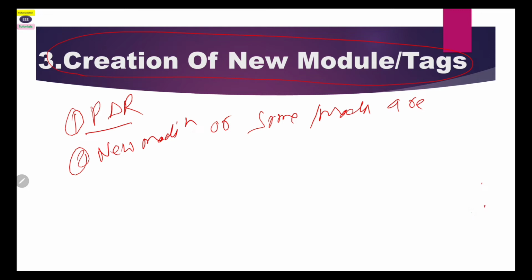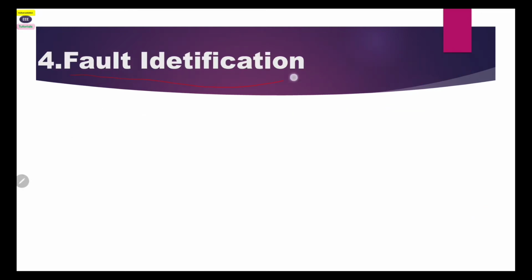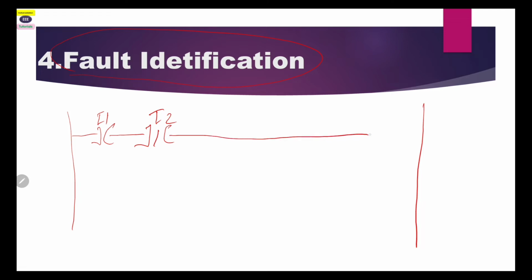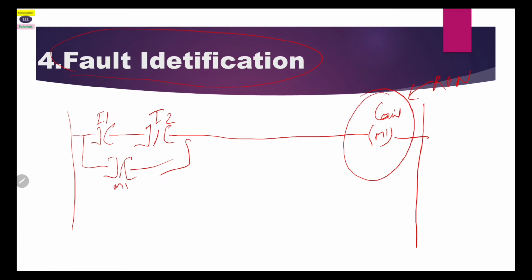Now the next point is fault identification. It is also very important. When you have a program, I am taking the example of a ladder program. This is I1, this is I2, and this is the coil, M1, we can say M1 motor start. In fault identification, you should know how this coil will work.